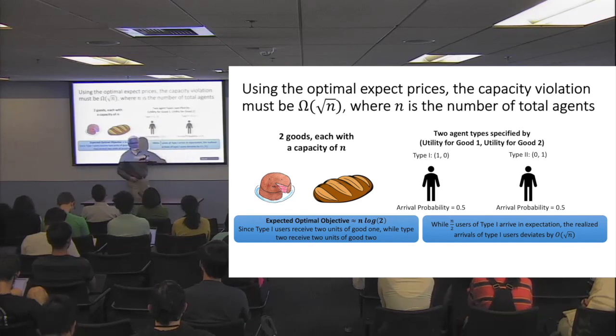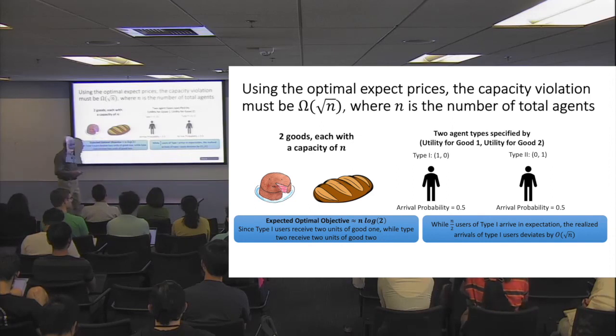But however, this is a binomial distribution, right? What's the expectation of the differential between half n and the realized count? That's square root n. Yes, so this is called the square root n gap. So it means square root n is unavoidable.